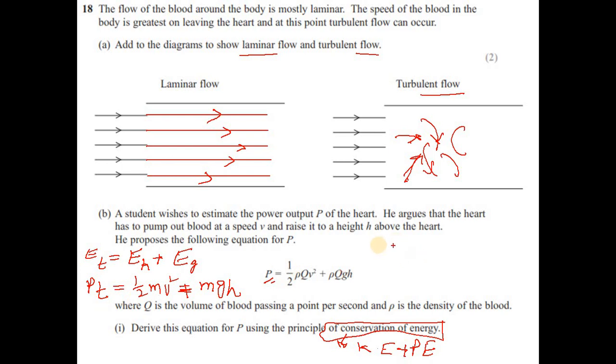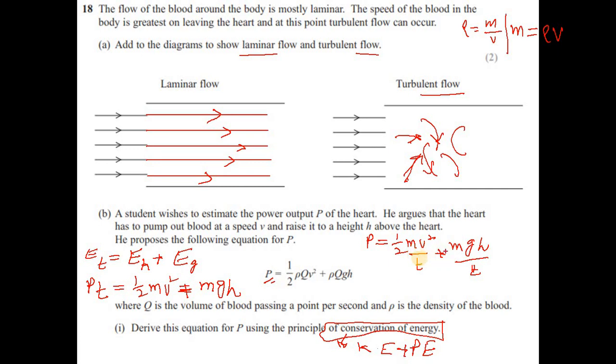So the new equation becomes P is equal to half of m v square by t plus mgh by t. But we know that mass is the product of density and the volume. You know that the density rho is mass over volume. So mass is equal to density times volume.